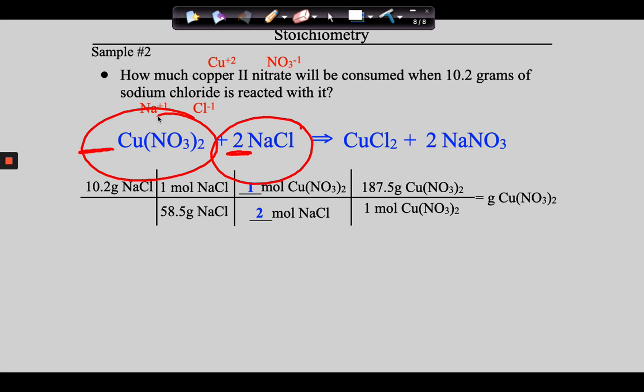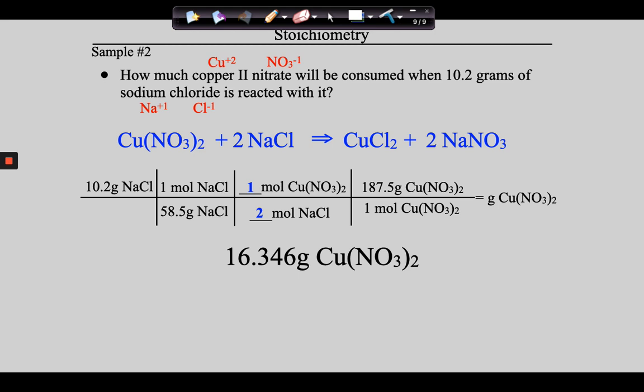You guys okay? So guys, then we do the math. I have no idea what it works out to, but I did it last night. 16.346. Then we've got 3, 3, perfect, and 4. So we get 3 significant digits, and it's 16.3 grams of copper 2 nitrate.